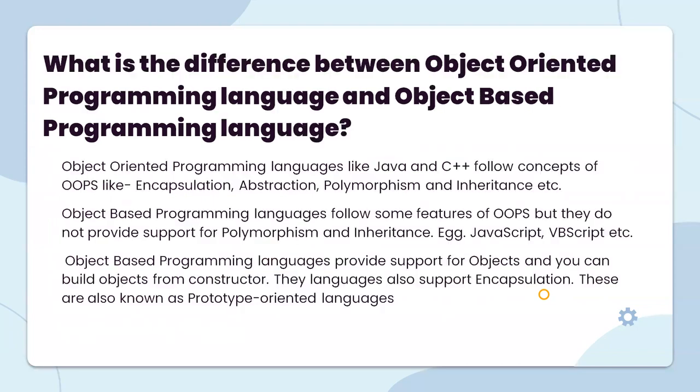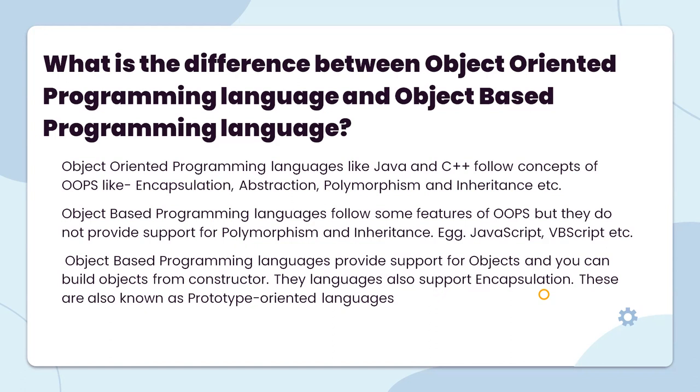Next, what is the difference between an object-oriented programming language and an object-based programming language? Object-oriented programming languages mean Java and C++, which follow concepts like encapsulation, abstraction, polymorphism, and inheritance. Object-based programming languages follow some features of OOP, but they do not provide support for polymorphism and inheritance, like JavaScript, VBScript, etc.